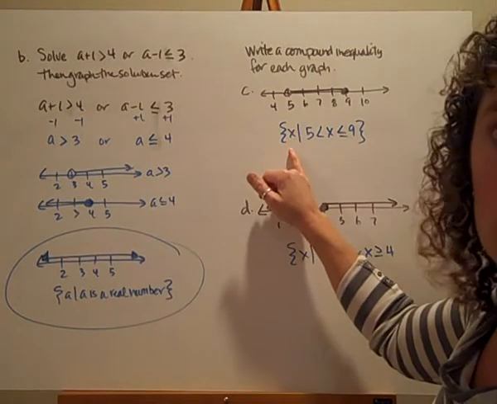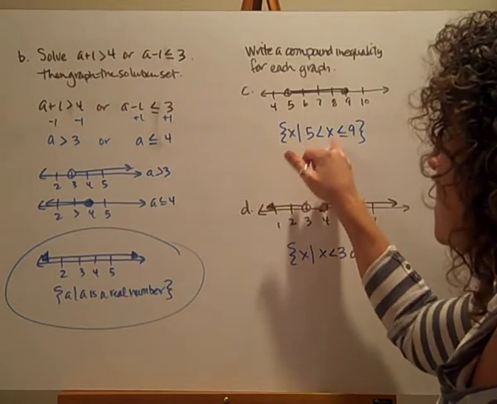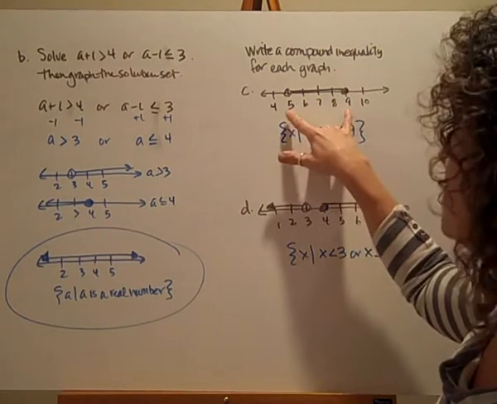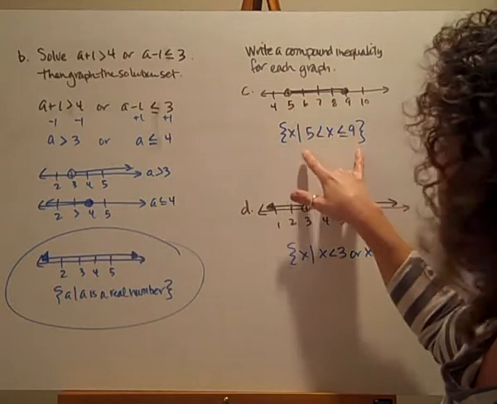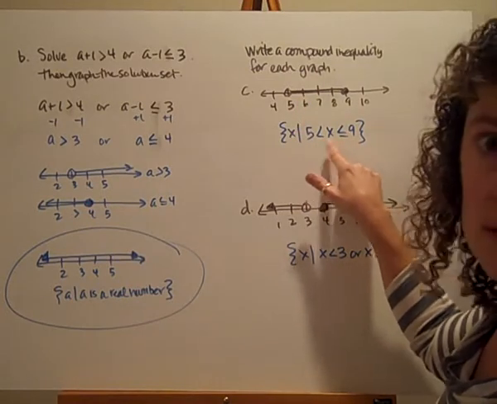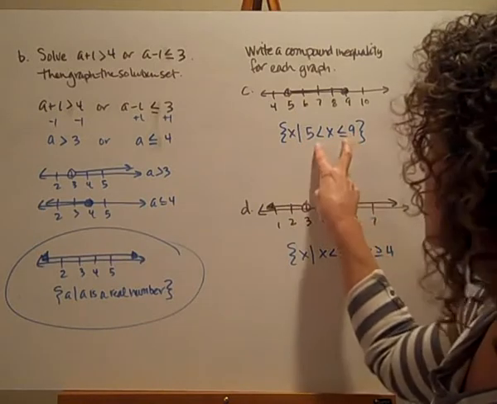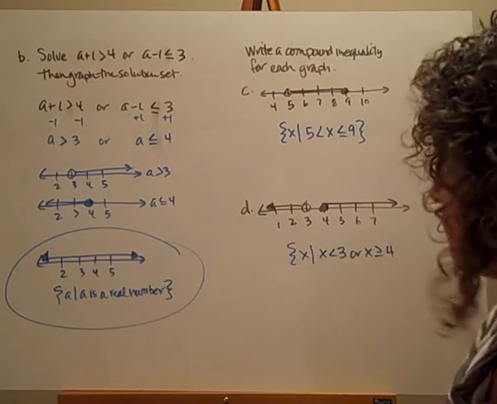So my inequality to represent that graph would be {x such that 5 < x ≤ 9}. I've got my two end boundaries of 5 and 9, and I know that x has to be in the middle of them. Notice my inequalities are facing the same way. Whenever I write a compound inequality in one sentence like this, those inequality symbols should be facing the same direction.